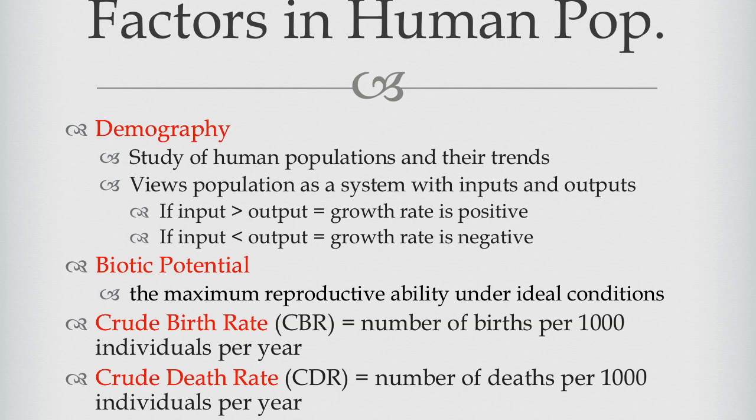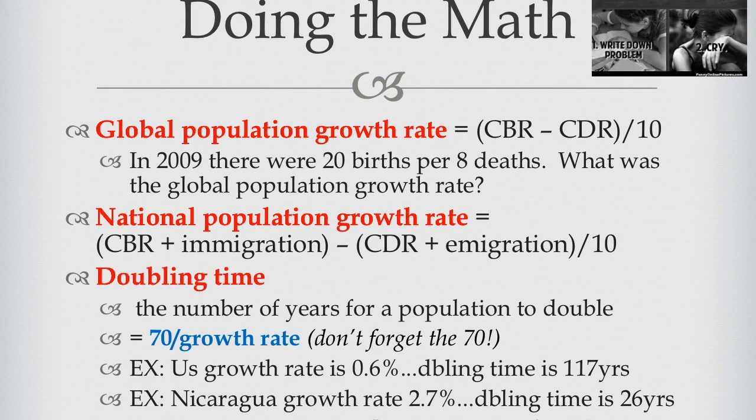We know that the crude birth rate and crude death rate are based on reality. Crude birth rate is the number of children born in a country or in a population per 1,000 individuals per year. So for every 1,000 individuals, how many babies are born each year? Crude death rate is the number of deaths per 1,000 individuals per year.